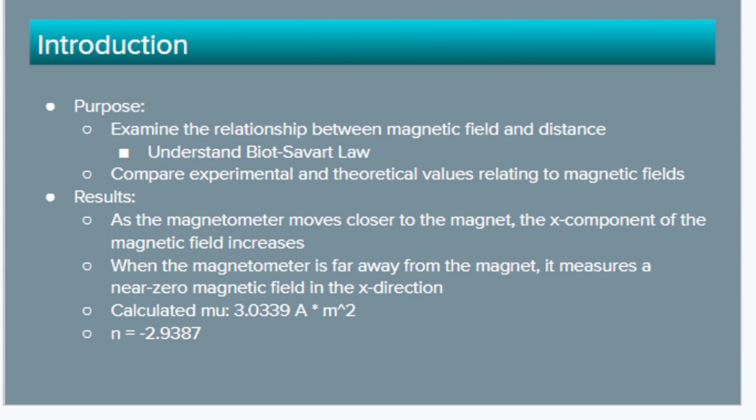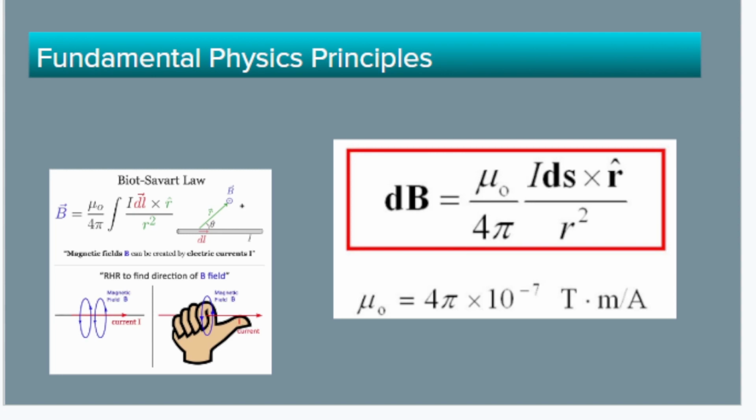As the magnetometer moved closer to the magnet, the x component of the magnetic field increases. When the magnetometer is far away from the magnet, it measures a near zero magnetic field in the x direction. My calculated mu is 3.0339 ampere meters squared, and my n, or the slope of my linear regression line, is negative 2.9387. As for fundamental physics principles, this lab is based on the Biot-Savart law.